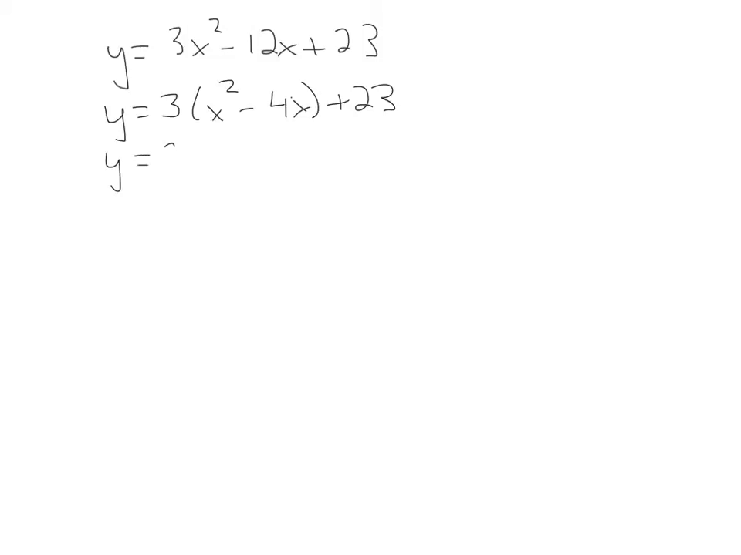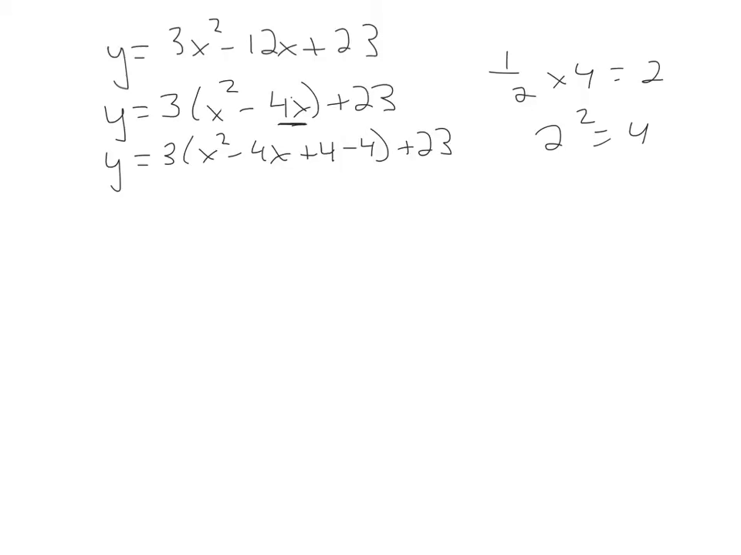So our second step now is we're going to take half of the x coefficient, which is 4. We're going to take half of that, which is 2, and square that number. Okay, so 1/2 of 4 is 2. 2 squared equals 4. What I'm going to do is add 4 and subtract 4. So I haven't changed the equation because 4 minus 4 is still 0.